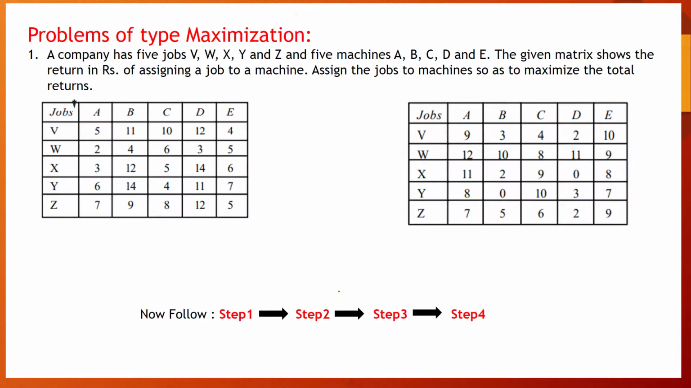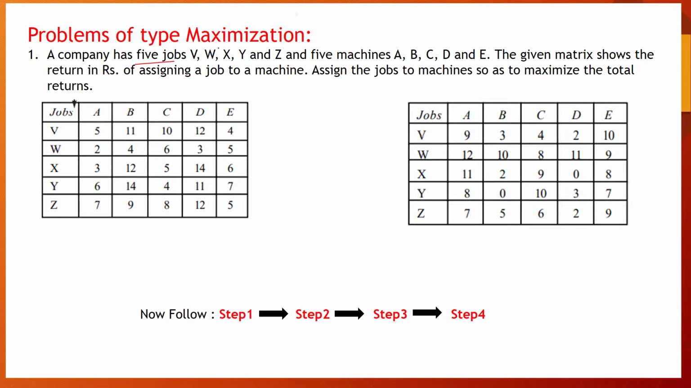So in the maximization type, there is a slight difference. Other than that, all the other steps are similar to the minimization itself. The main thing here is we will be converting the maximization type of table into a minimization table, and then we will be following the same steps as in the minimization. So let us see how we are going to convert the maximization into a minimization problem. The problem is: a company has 5 jobs.